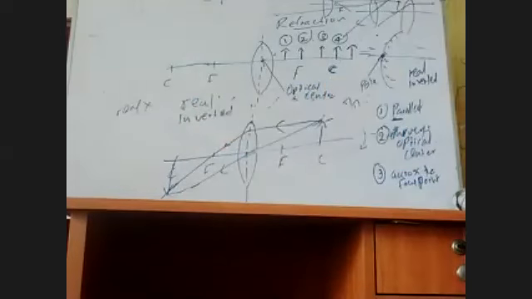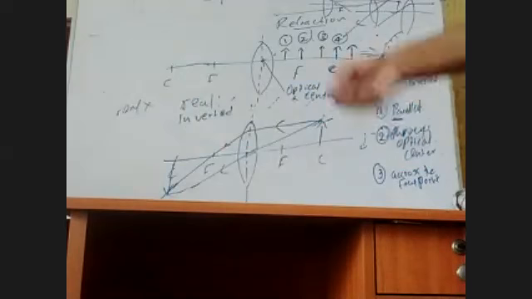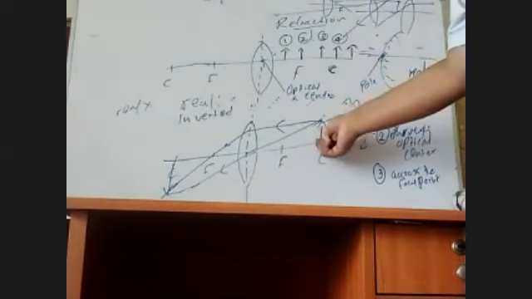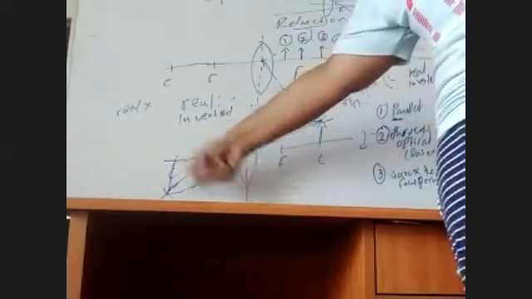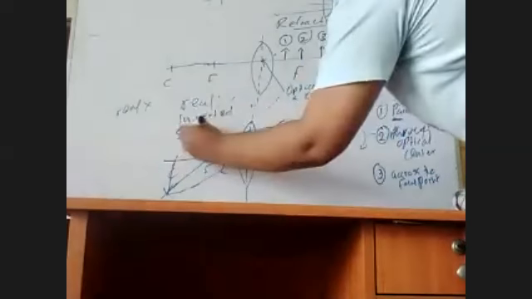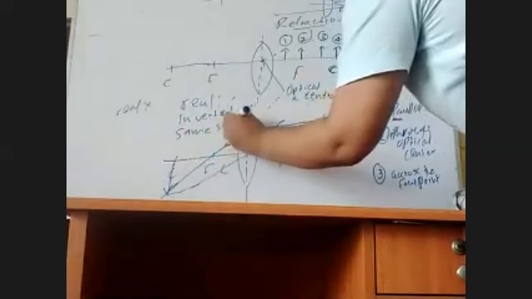And then, what about the size? When you draw in your book or on your paper, you will observe that the image is the same size as the object. Image is of the same size as the object. Okay, same size as the object.